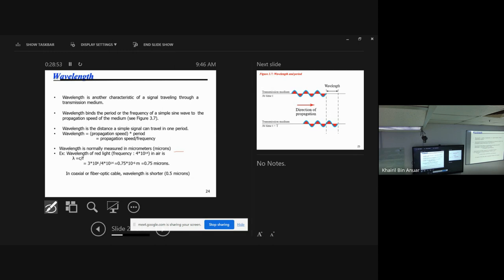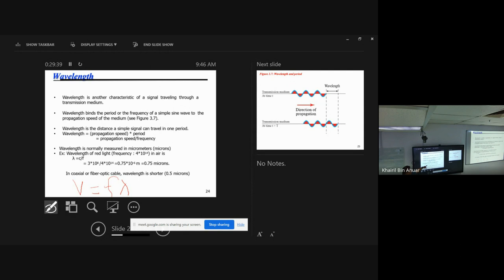Or if you have taken physics, you will already remember V equals F lambda. Here the V is changed to C and it's defined as the propagation speed. V equals F lambda is the one that you usually use. This is your speed, the F is your frequency and the lambda is your wavelength. So we can have the speed and the frequency, then we can define lambda.